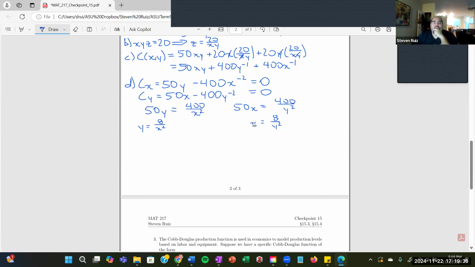So I have two equations, two unknowns. I think I'm going to do something like what I did before. I'm going to take one of these expressions and basically plug it into the other. I have that x equals 8 over y squared, so y equals 8 over (8 over y squared) squared, so y equals 8 over 64 over y to the 4th.